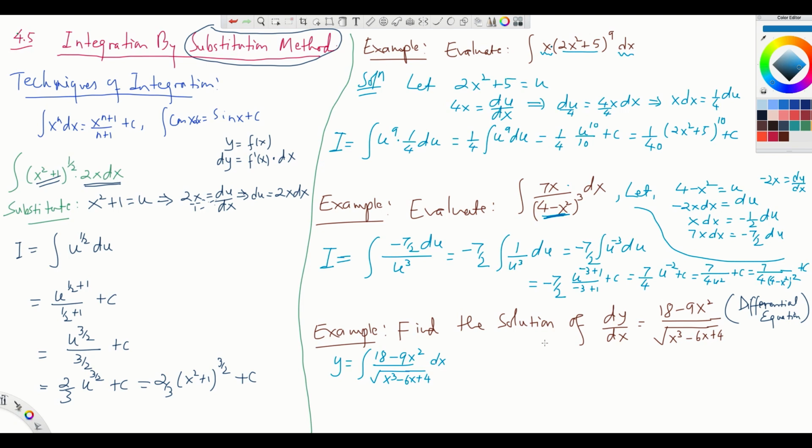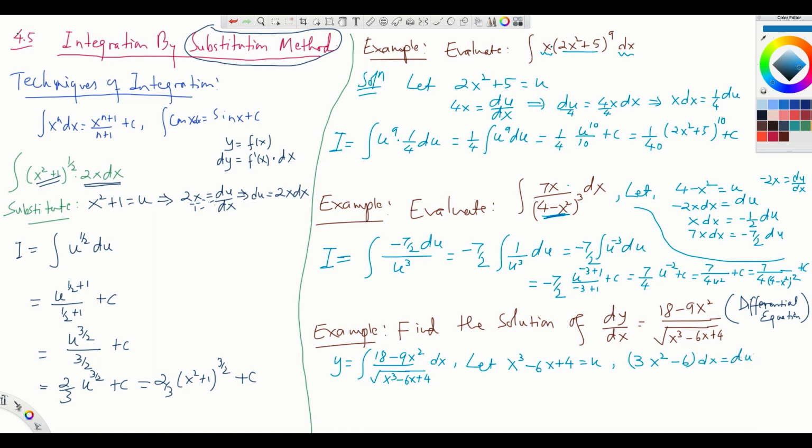Okay? Now what should be u? Tell me. You're right. That thing under the root must be u. Let's say x cubed minus 6x plus 4 equals u. So I set that as u. Now what happens to this term and dx? Let's find the derivative. Then the derivative is 3x squared minus 6 dx. You see that? Equals du.